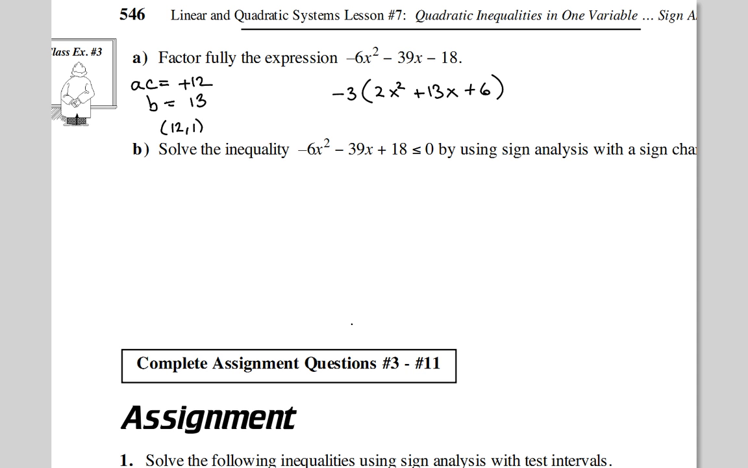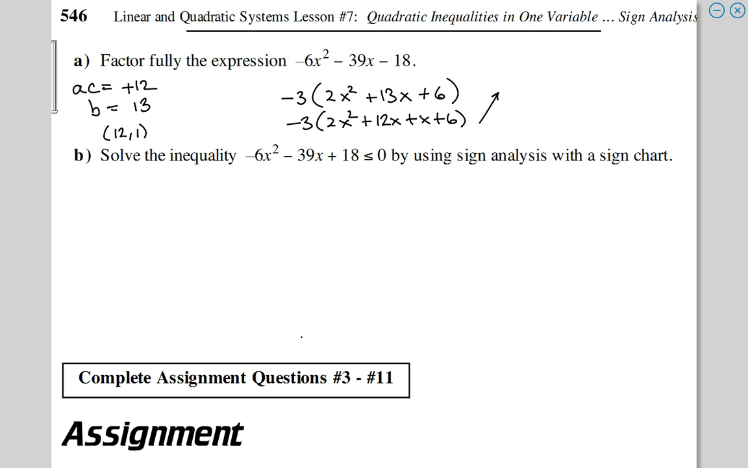Whenever it differs by 1, it's always the trivial factor. So 12 and 1. Break 13x into 12x plus x. Okay, so you know one of the factors is x plus 6. So we've got negative 3 times x plus 6. What's the other one going to be? Taking out a 2x, 2x plus 1.